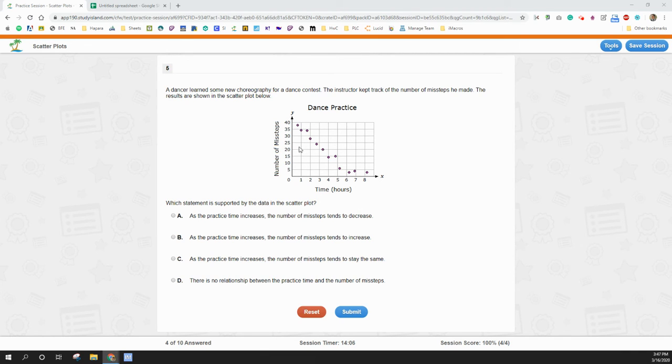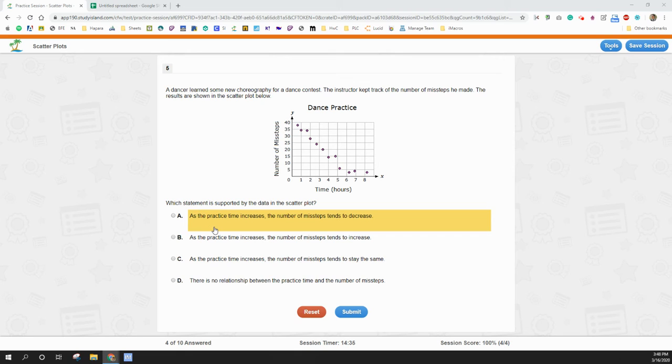So with only 1 hour of practice, the number of missteps is up here around 35, almost to 40, above 30. 2 hours in, less than 30, 3 hours in, less than 25, 4 hours in, less than 15. So as more hours are put in, the number of missteps, or mistakes, goes down. That seems to make sense because the more practice you put into something, the better you get at it. So which statement is supported by the data in the scatter plot?